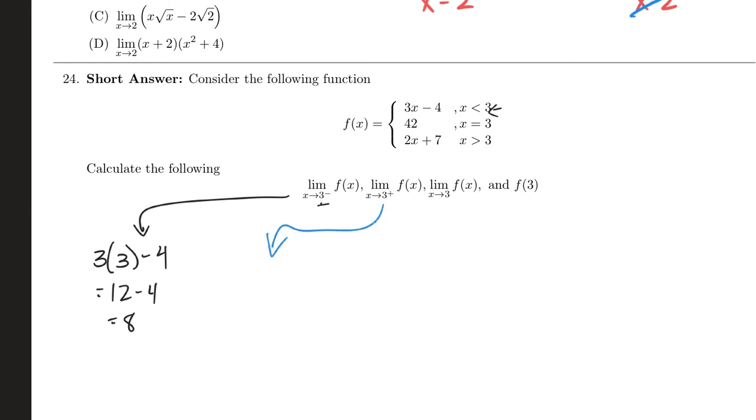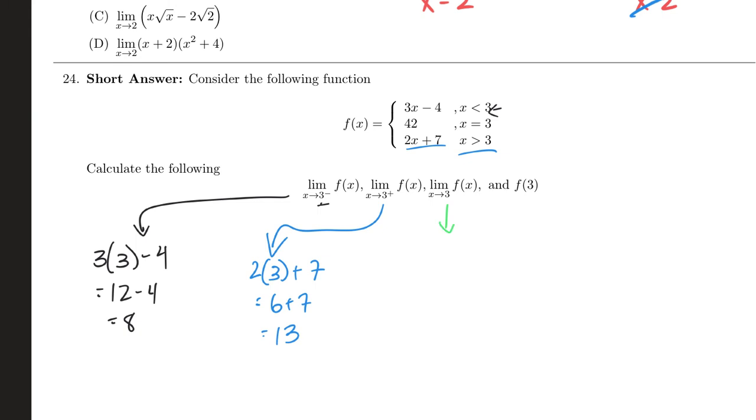Just to the right of 3. Well, now if we're just to the right of 3, we're plugging in numbers that are just bigger than 3. So we're going to plug it into the bottom. We get 13. So if we're plugging in numbers just bigger than 3, I only care about this bottom part of this piecewise.